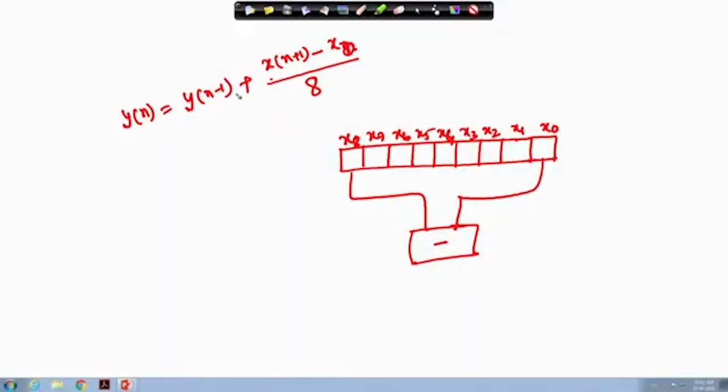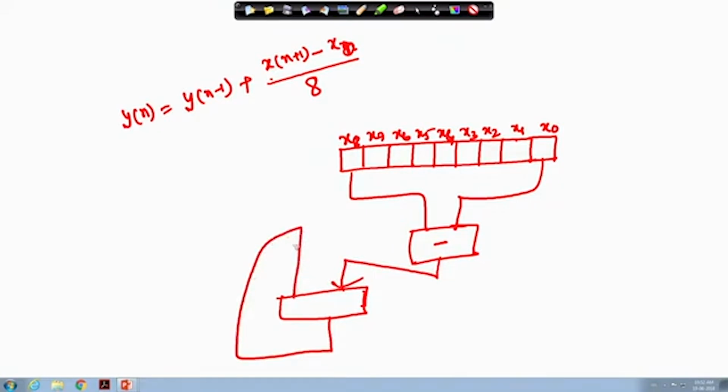Now, next what I have to do? I have to add with the corresponding y n minus 1. So, now I need one adder circuit where one of the inputs will be this and the output will come from, sorry, here one register I need to put. So, this is y n, and as I am putting a register, this became y n minus 1. And the inputs are coming like this: x 0, x 1, x 2, x 3, x 4, something like this.